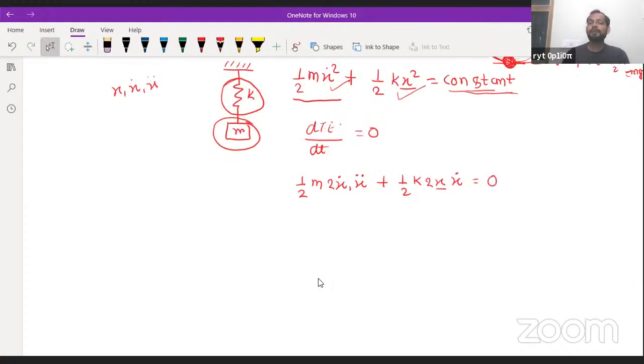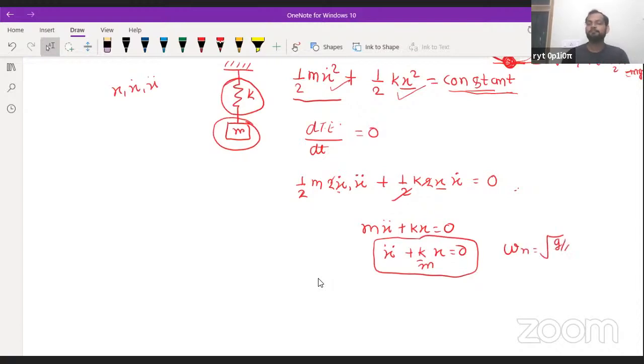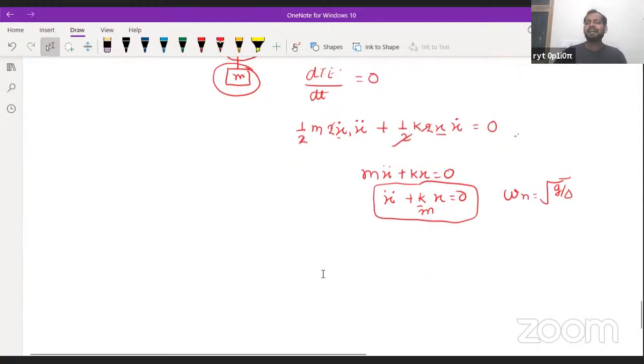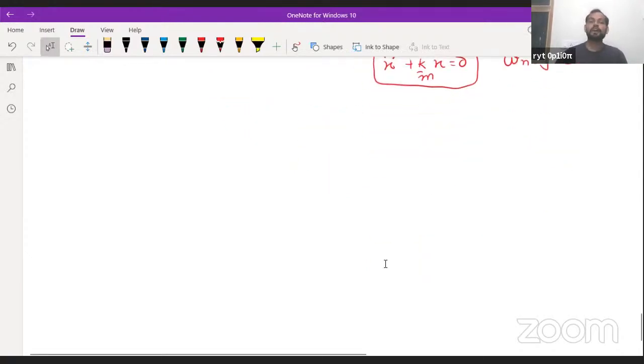And what is the differentiation of a constant? That is 0. From here, as you can see, x dot can be taken common, so it will come to this side and become 0. 2 will cancel out. So from here you will again get m x double dot plus k x is equal to 0. From here you can write x double dot plus k by m x is equal to 0, and again you will get omega n is equal to root k by m. Is it okay? Fine. This is nothing but the natural frequency of a spring mass system.